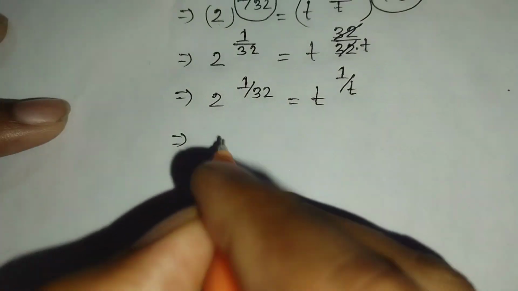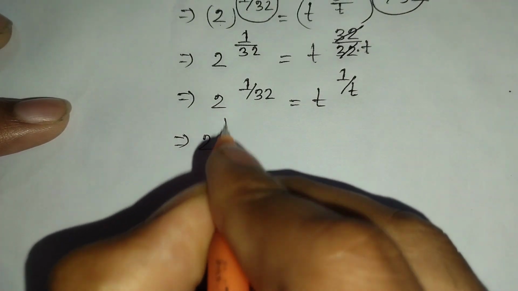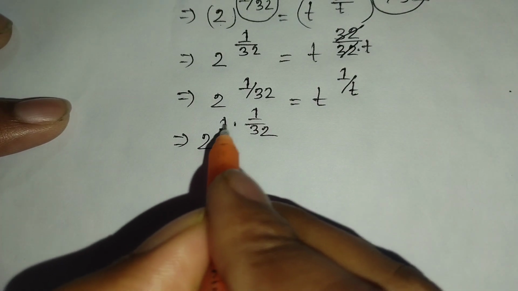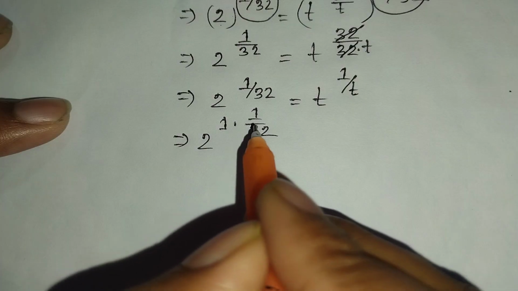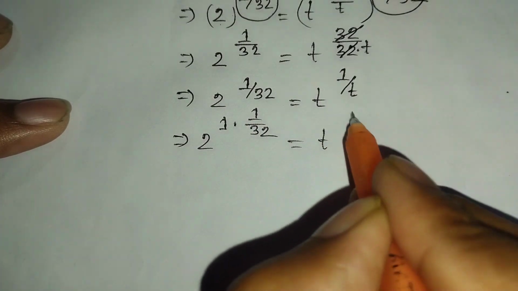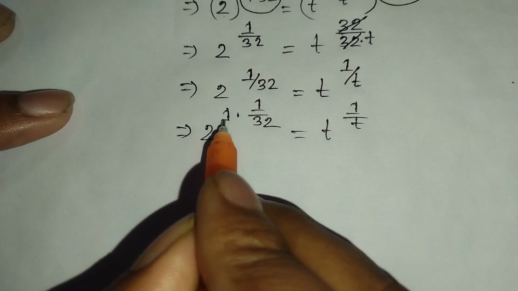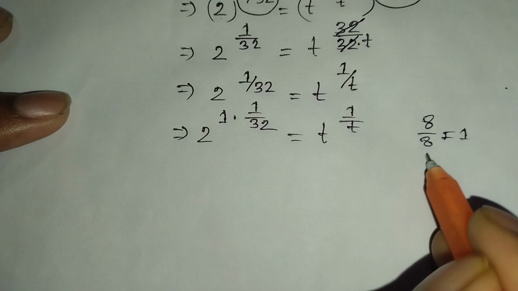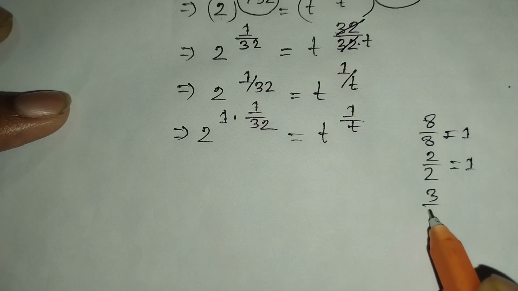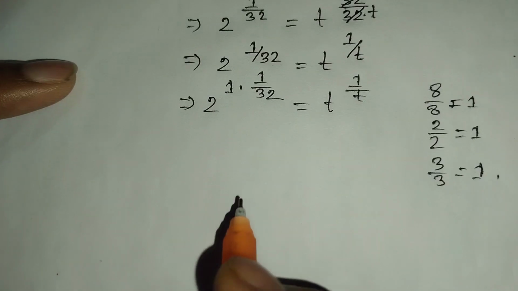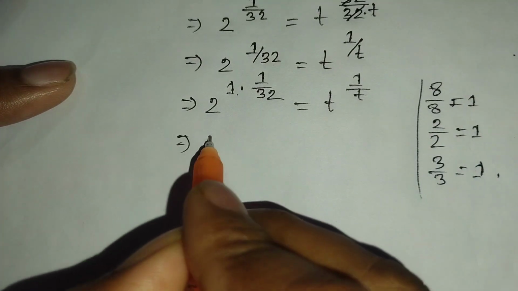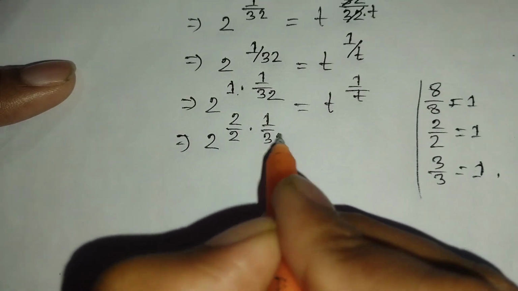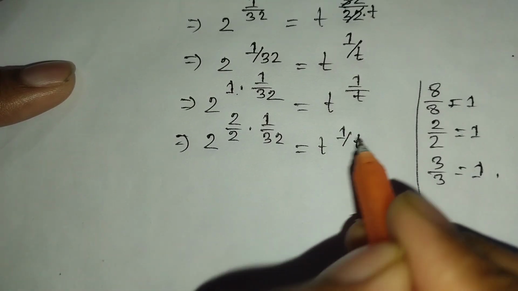Now 1 into 1 divided by 32. So if we take 1 here, there is no change. This 1 can be anything, like 8 divided by 8 equals 1, 2 divided by 2 equals 1, 3 divided by 3 equals 1, whatever you want. So we take 2 divided by 2, that means 1 into 1 divided by 32, no change.